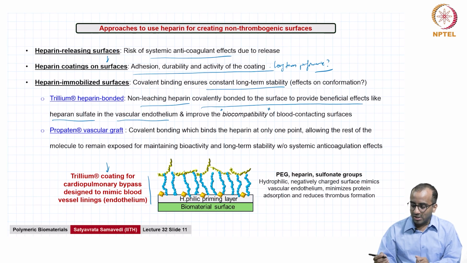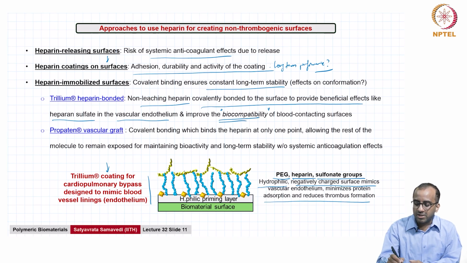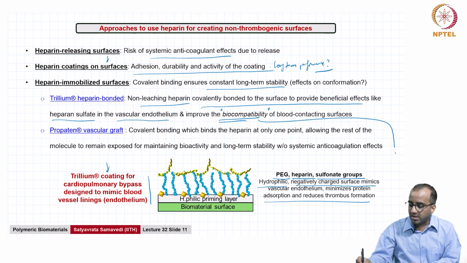In this case particularly, you are, quote unquote, tricking the blood into believing that it is coming into contact with the natural endothelium. It is not just heparin, there is PEG, there is heparin, there are sulfonate groups, essentially a hydrophilic negatively charged surface that mimics the vascular endothelium. So, when the blood comes in contact with this functionalized surface, it is tricked into believing that this is the natural endothelium, and this minimizes protein adsorption and reduces thrombus formation, thus improving the biocompatibility. So, the biocompatibility here has to be connected to reduction in thrombus formation.